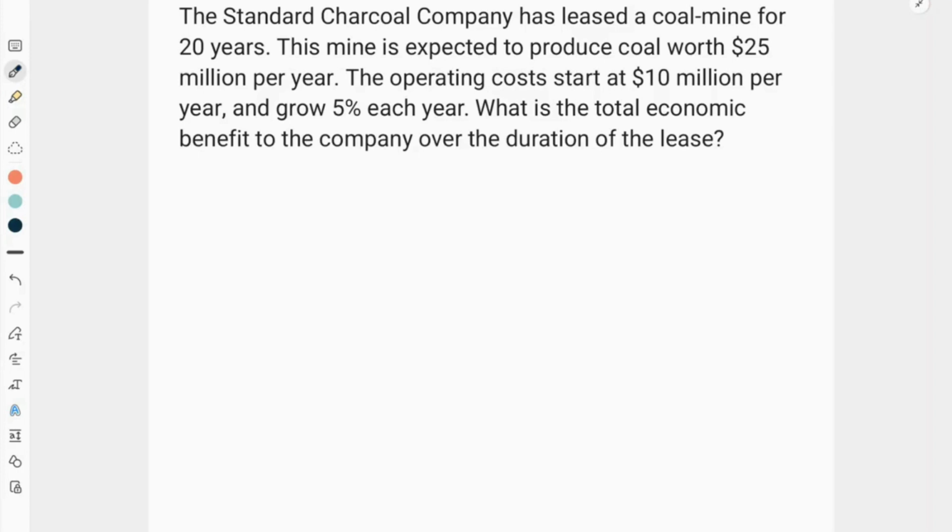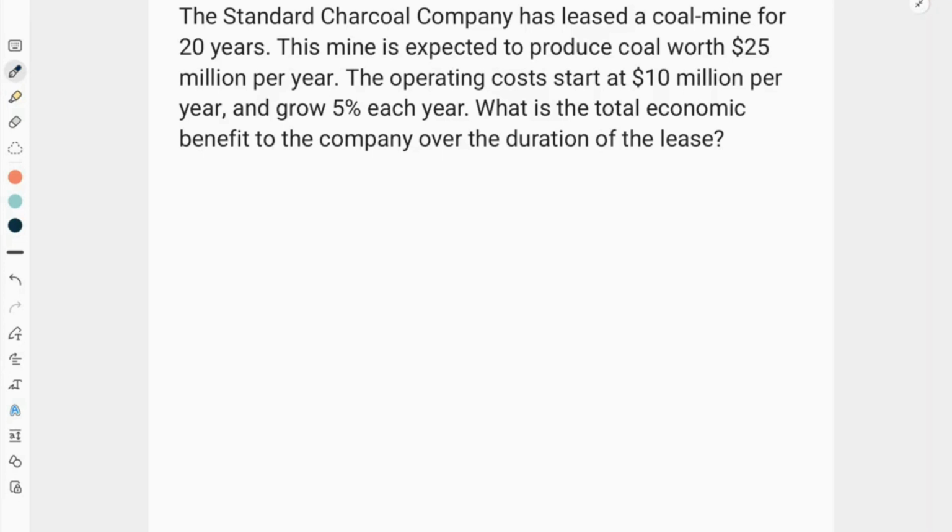Right, so this is where the geometric series is showing up in this problem. The operating costs start at a certain number, that is $10 million per year, and they grow 5% each year. So the next year's costs are going to be a constant factor bigger than today's operating costs, and so on. It just keeps growing every year, 5% each year. So if it was $100 this year, it is going to be $105 next year, and 105 times 1.05 in the next year, and so on. So let's see, what are we supposed to do here?